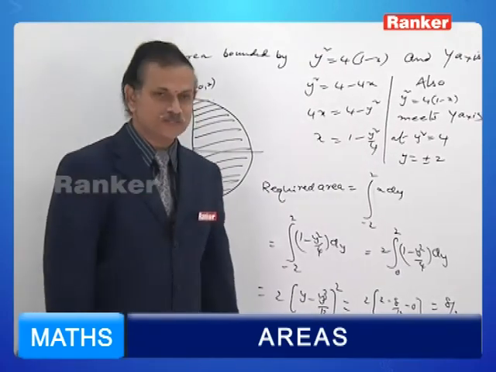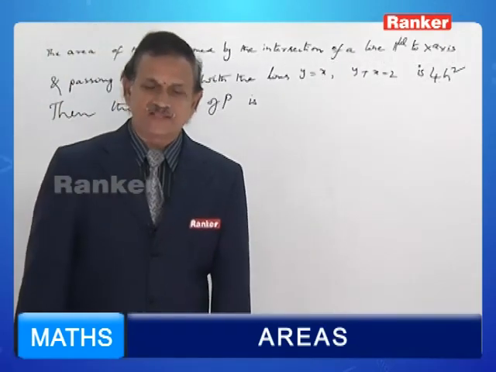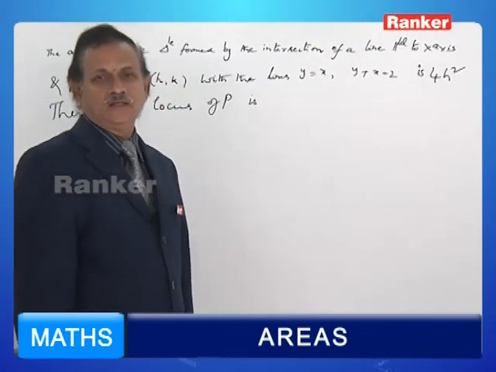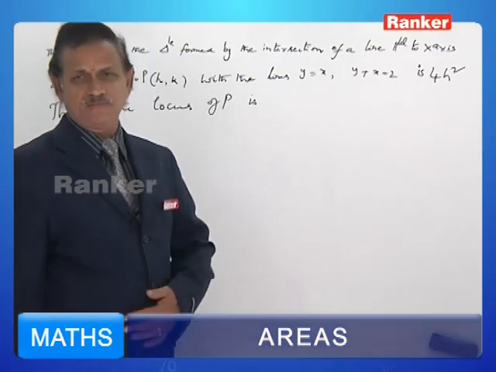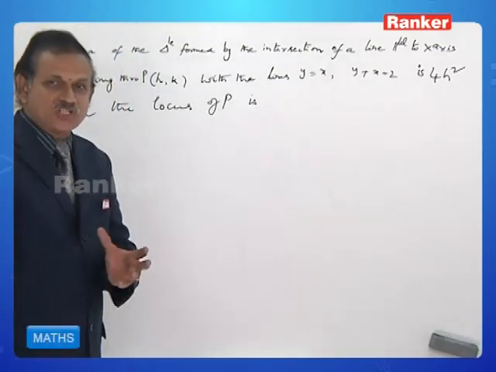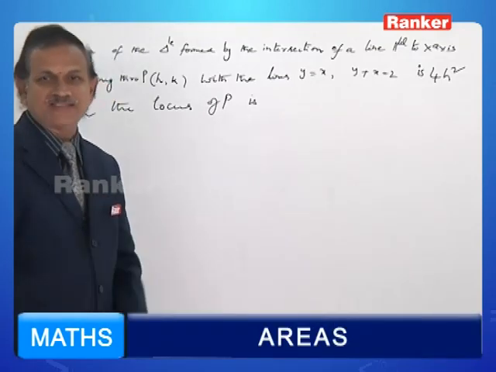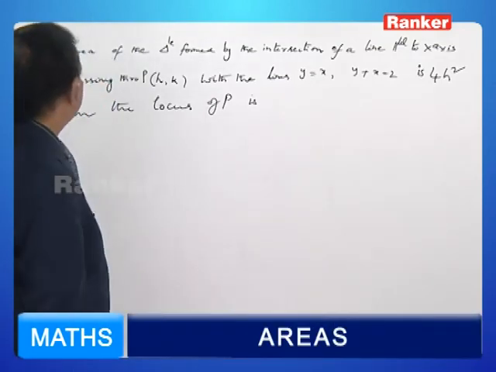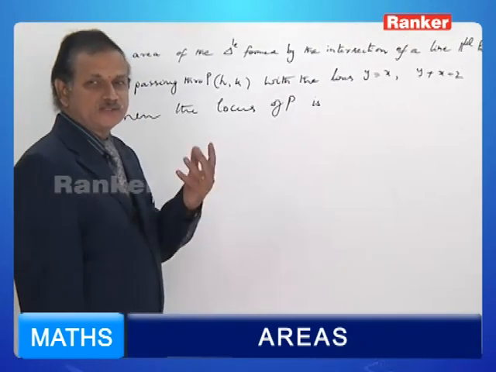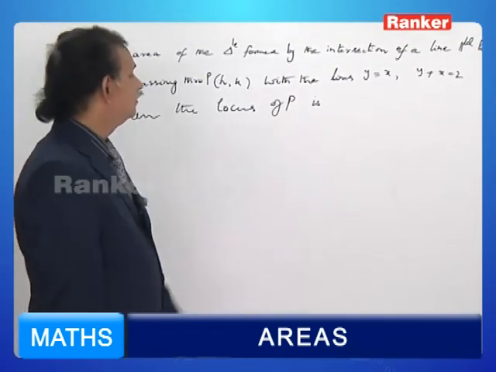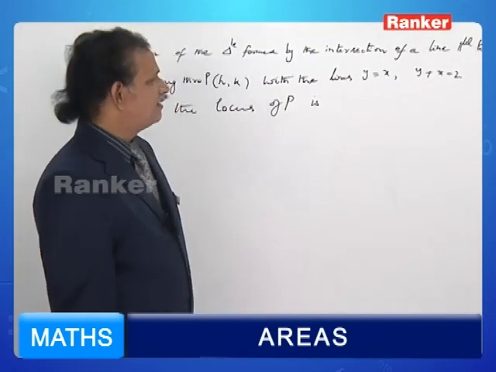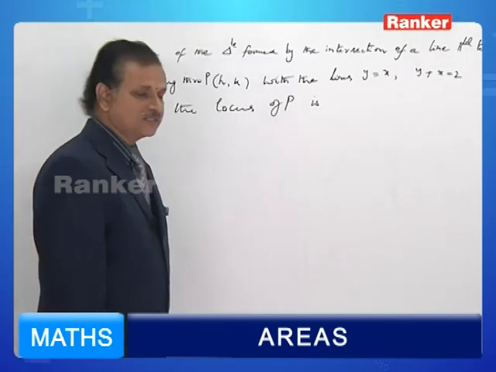In square units. Let us look at the next question, which looks so lengthy in its data. Of course, it's very simple if you make an attack. Try to follow the sense given by the sentence in the question carefully. The area of the triangle, okay, a triangle is going to be formed in the problem. Formed by intersection of a line parallel to the x-axis passing through h, k.